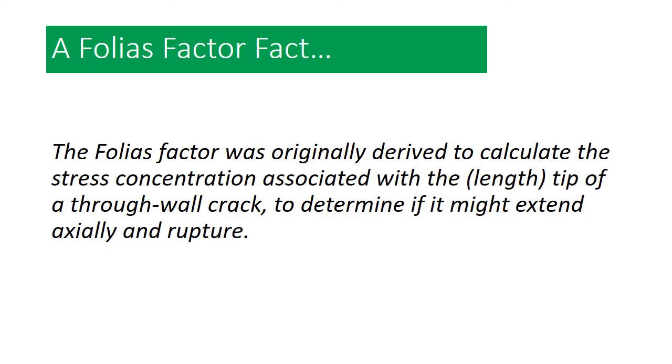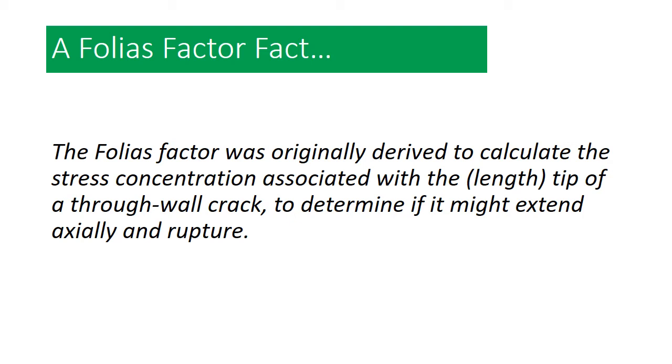So let's get back to the Folias factor and think about that a little bit more. The Folias factor was originally derived to calculate the stress concentration associated with the length tip of a through-wall crack and to determine if it might extend axially and rupture. So that Folias factor is a very, very important part of through-wall crack assessments, which would be used for a leak rupture boundary. And with a leak rupture boundary, you're worried about a short crack that's extending and getting longer, that's extending in the axial direction.